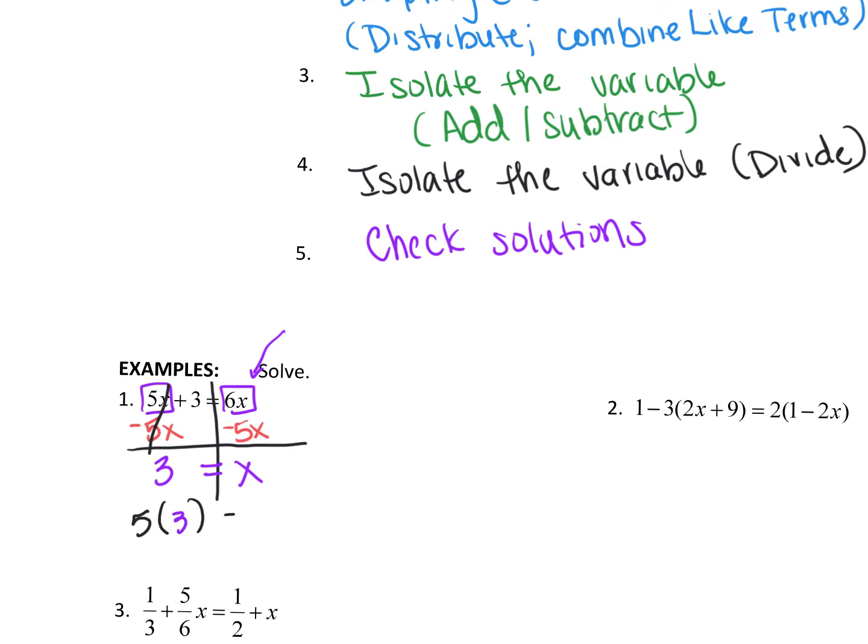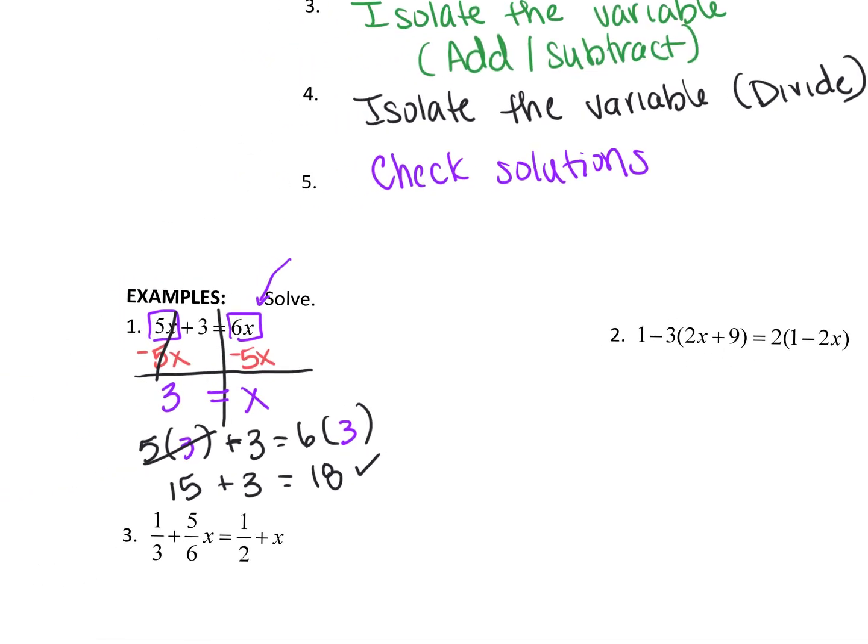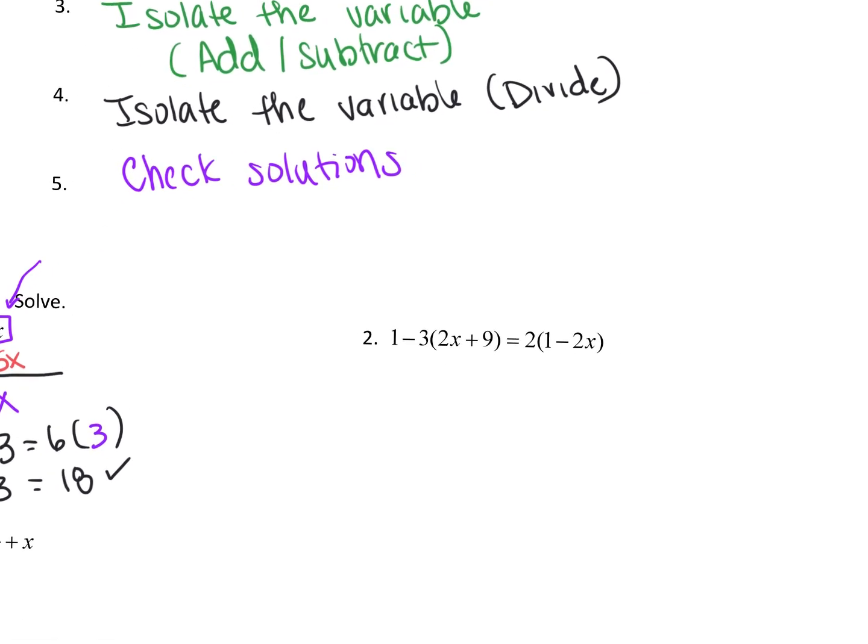That should equal 5 plus 3. That should equal 6 times 3. And then we notice here, 5 times 3, that is 15, plus 3. That should equal 6 times 3, which is 18. And we notice here 15 plus 3 is 18, so 18 equals 18, so that is correct.